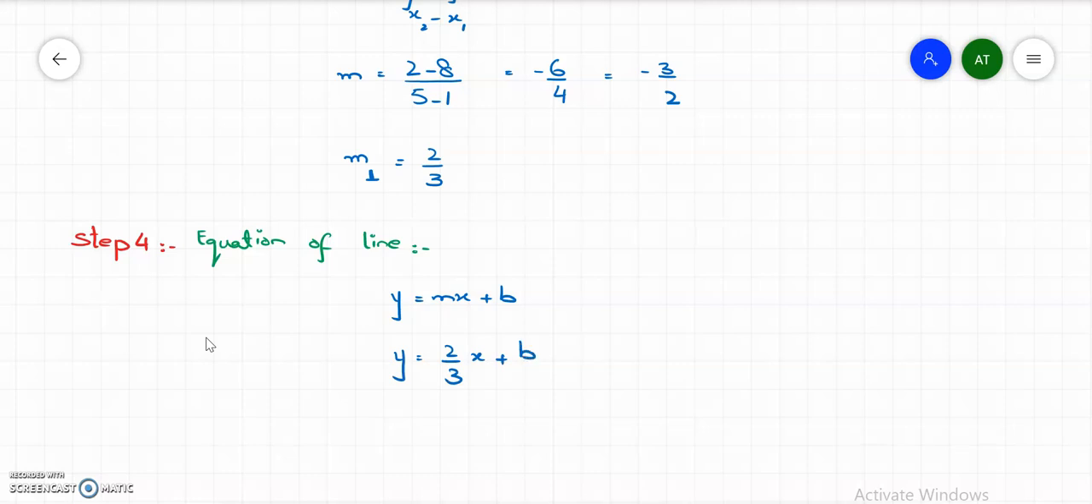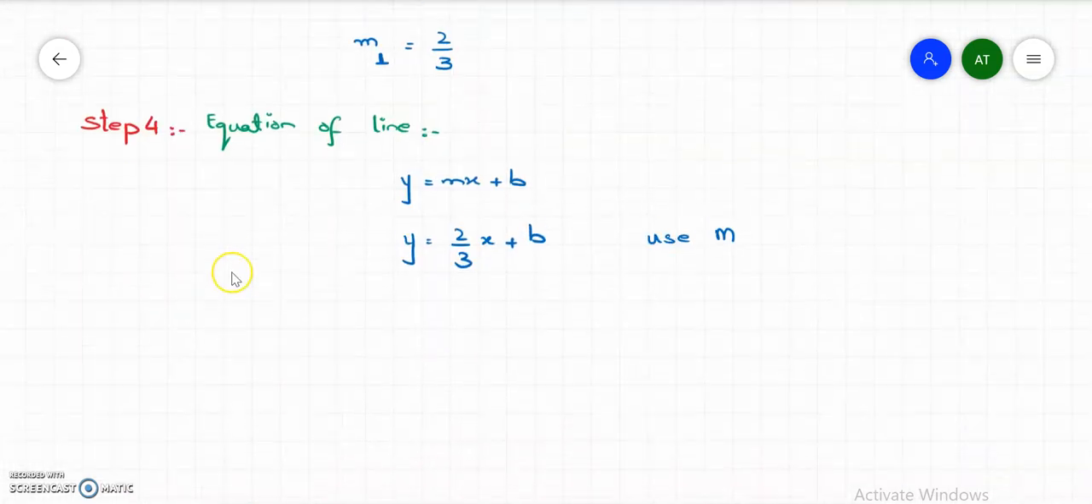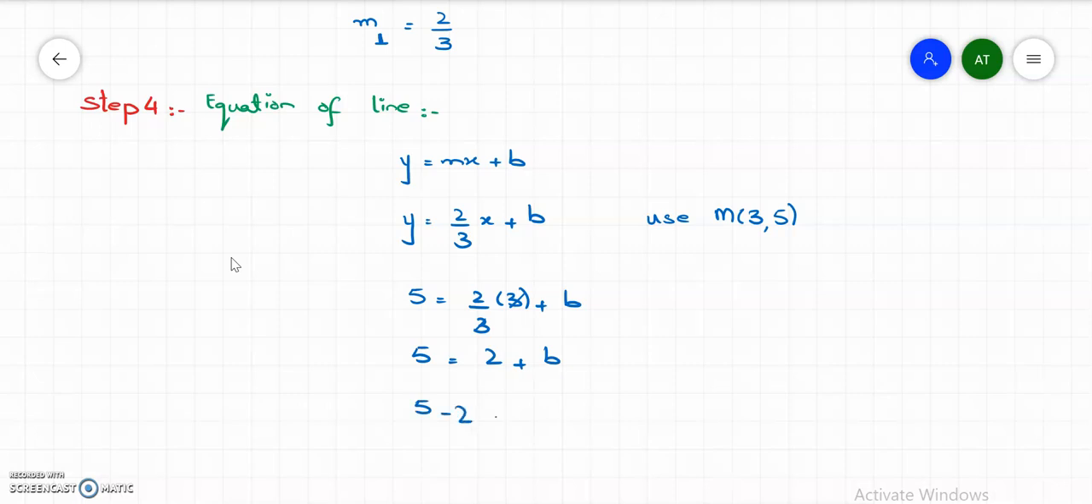Now how do we solve for b? To solve for b, we need to use the midpoint, and we have solved the midpoint in step 1, that is (3, 5). So let's use the midpoint (3, 5) to solve for b. So the x value is 3 and the y value is 5. So we have 5 equals 2 by 3 times 3 plus b. So 3 divided by 3 is 1. So we have 5 equals 2 plus b. So we have 5 minus 2 equals b. So the b value is 3.